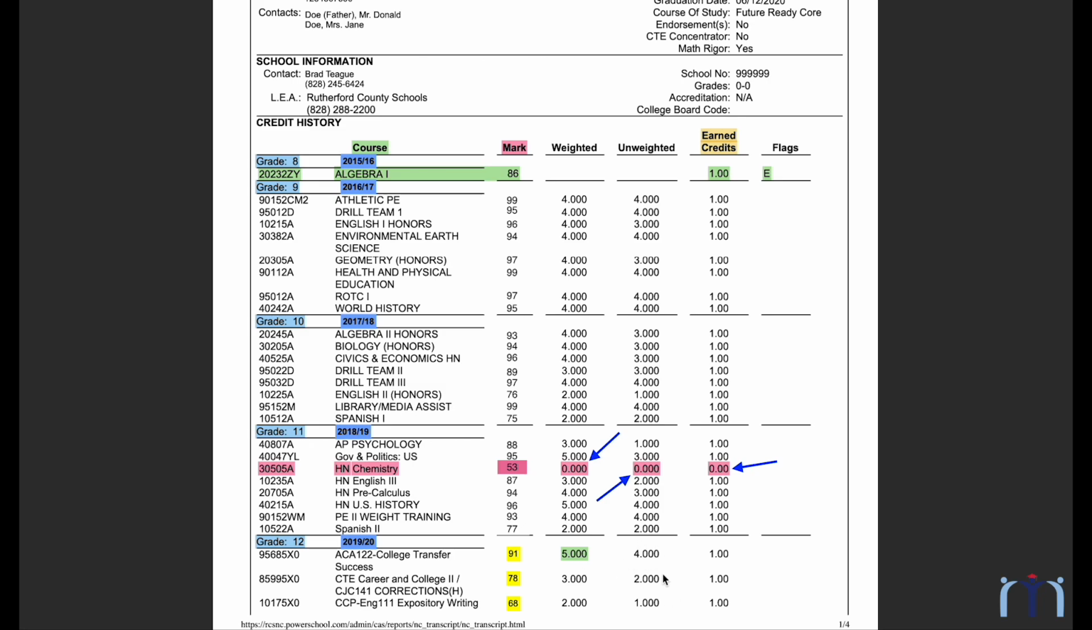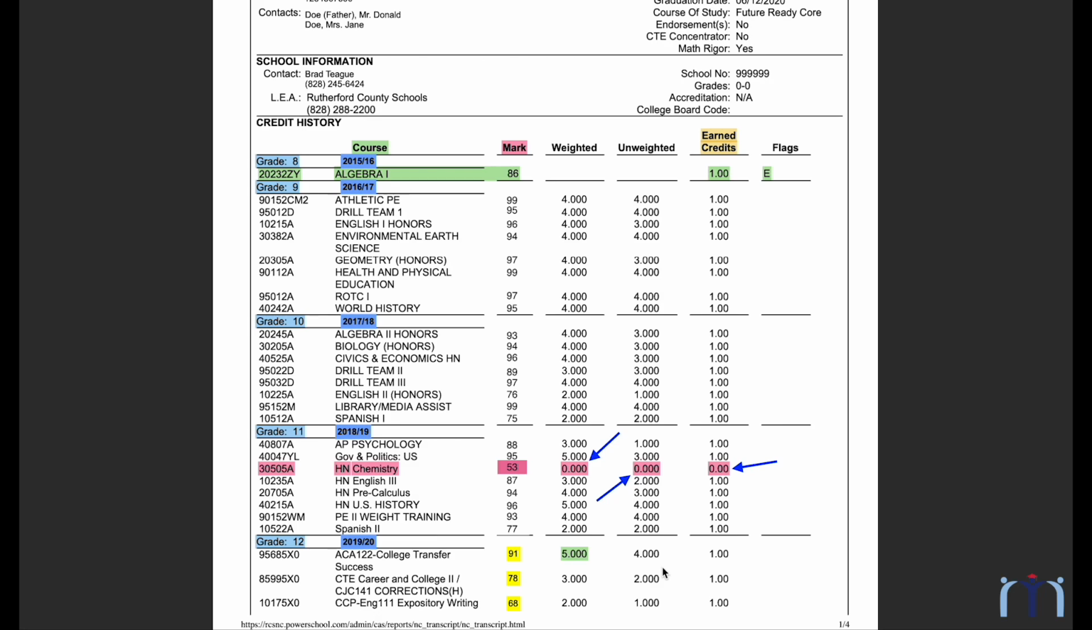Unweighted points, however, are a 4. Unweighted points are strictly based on the grade A, B, C, D, or F. You get no extra added points for that A. So this gives you a true GPA on whether they made an A, a B, a C, a D, or an F, regardless of the weight of the class. The weighted GPA takes into consideration the difficulty of the classes that they are taking.